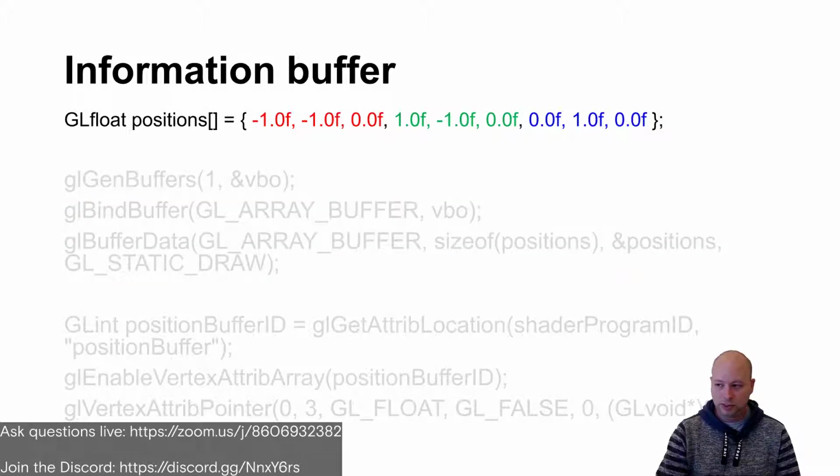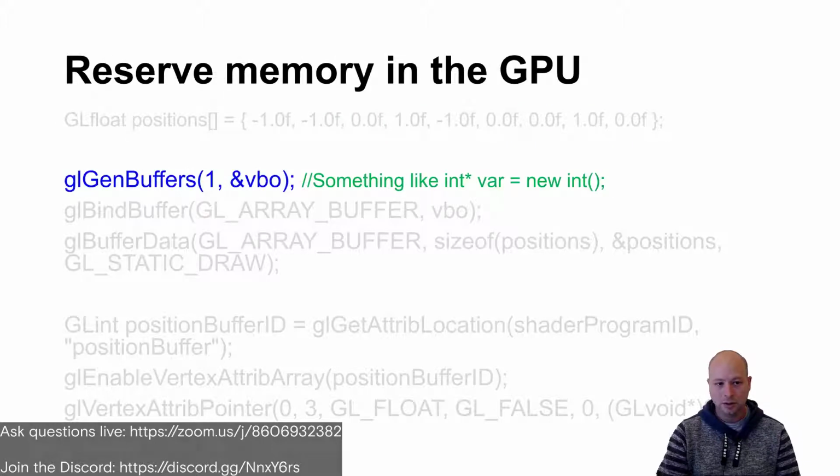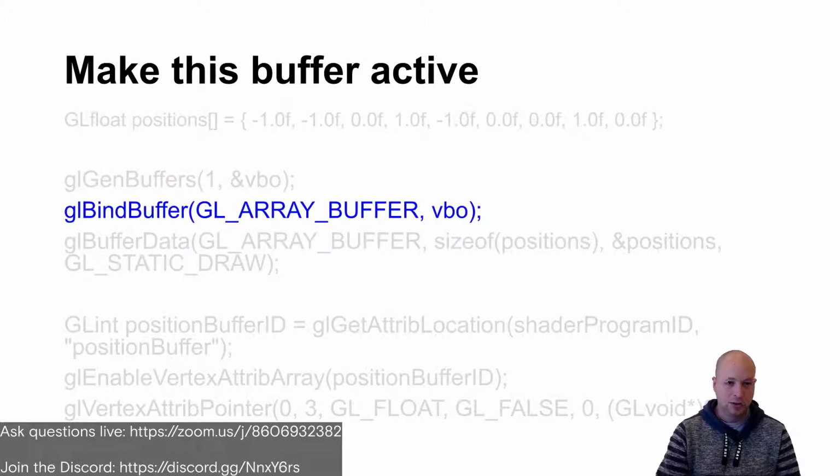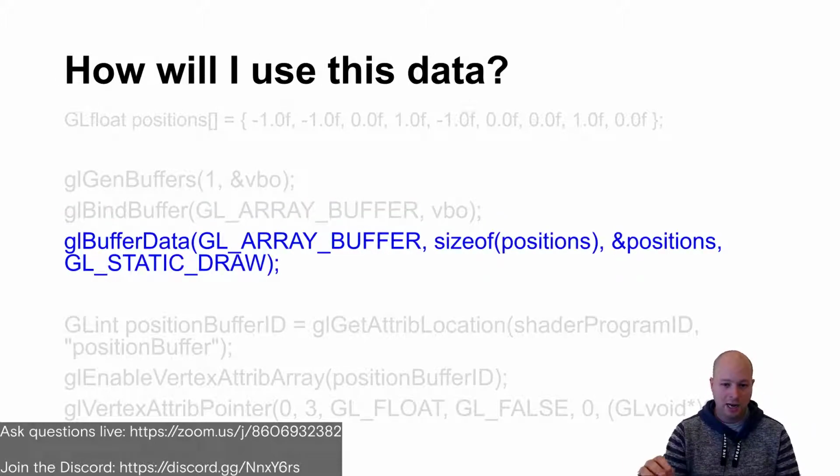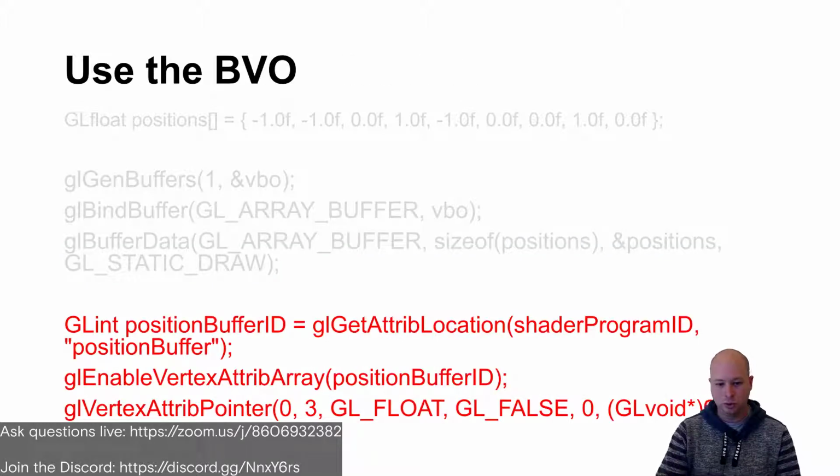Going back a little bit, this is the information buffer. This is actually the data that we're passing in. This is going to create an object on the GPU. This is going to then bind the GPU to that location, telling the GPU, okay, we're going to operate on this particular buffer, so the next thing we do is going to be specific to that. This is also going to say how we're going to use it, and then we're going to load that data into it.